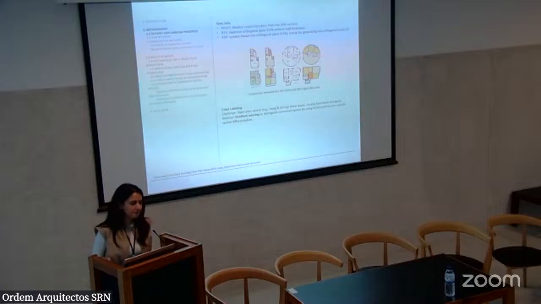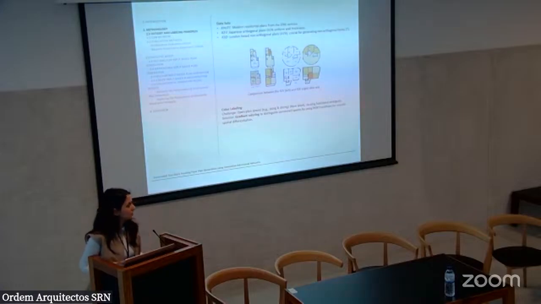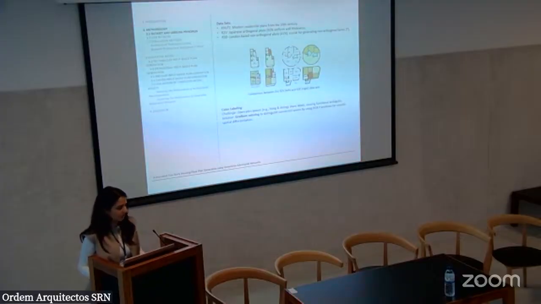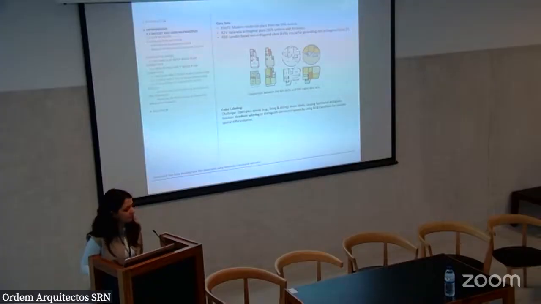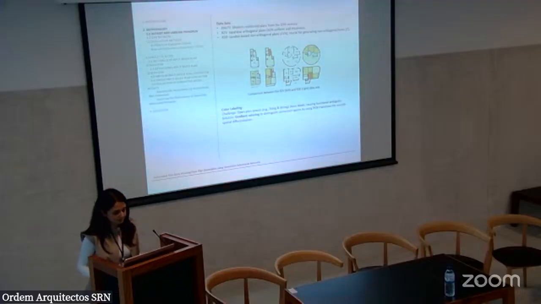The color labeling issue is important in terms of this image generation because the labels are the RGB colors. So the challenge was that there are some open plan spaces which require functional ambiguity of these spaces.